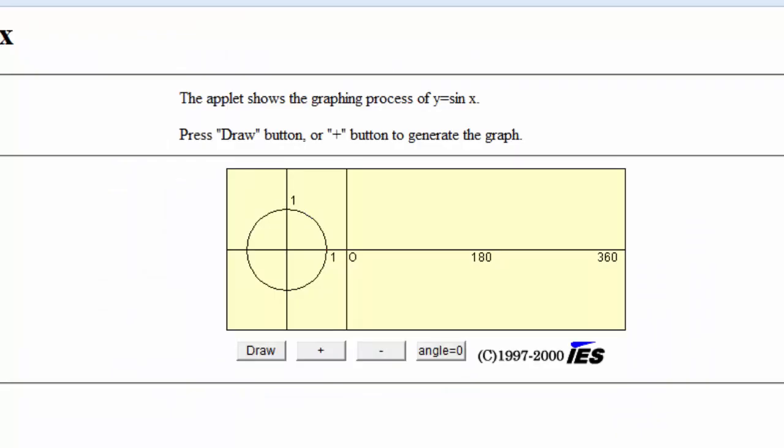To see how the sine wave is generated, we're going to take our ray r and rotate it around the circle and see what happens to the vertical distance from the horizontal axis. As you can see, it grows until it reaches a maximum, then shrinks until it's back on the horizontal axis, so a vertical distance of 0, and then it becomes negative as we continue our trip around the circle.